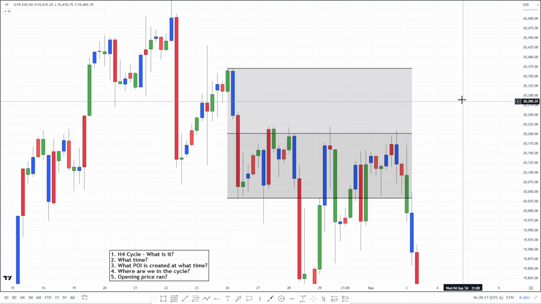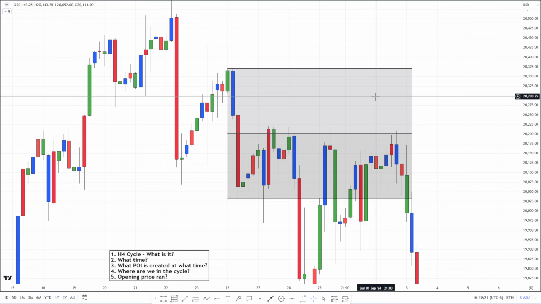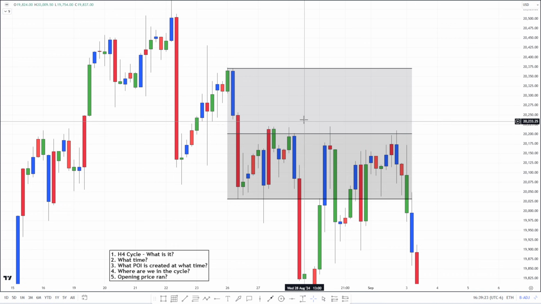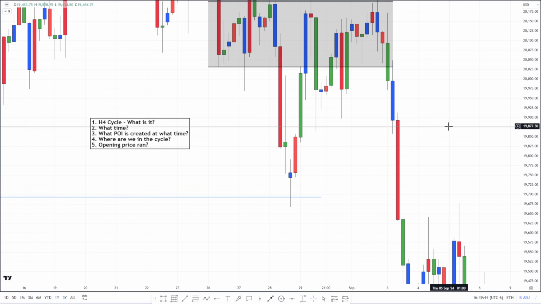What I'm going to tell you is that you're just going to have to make sure your entries are good on the lower time frame, so you're not just entering at the 50% and you get a run, like sometimes you get the big wicks that run really high up, and then you get stopped out. So look for that confirmation first.